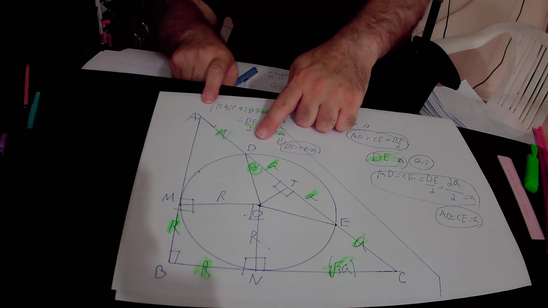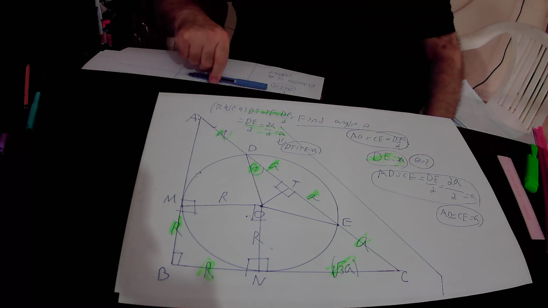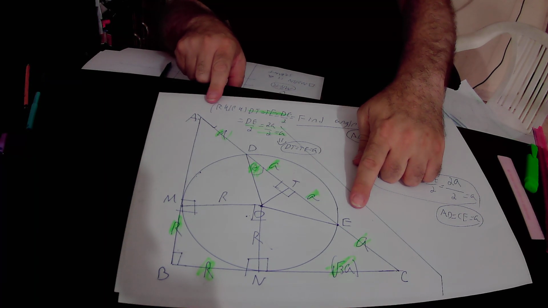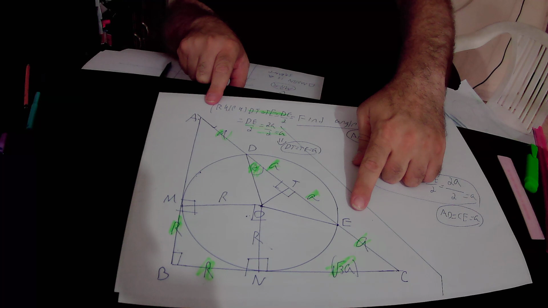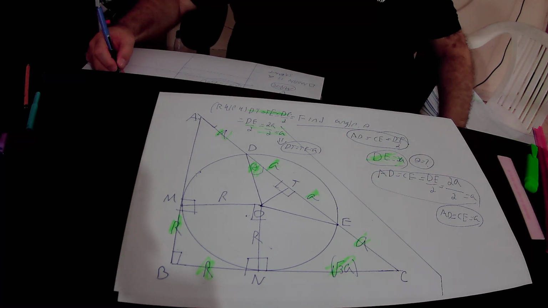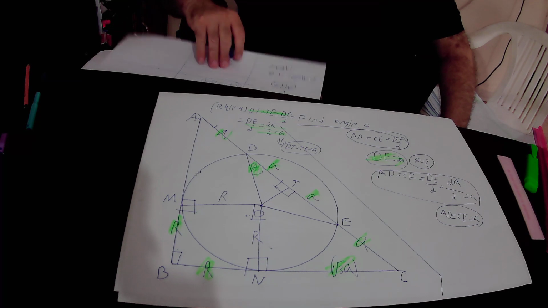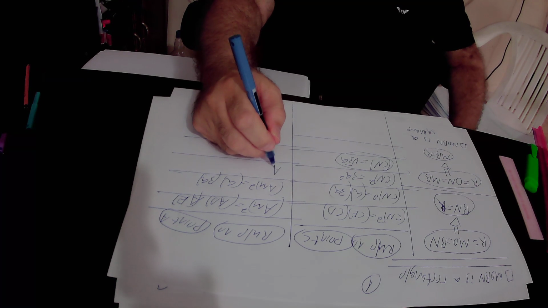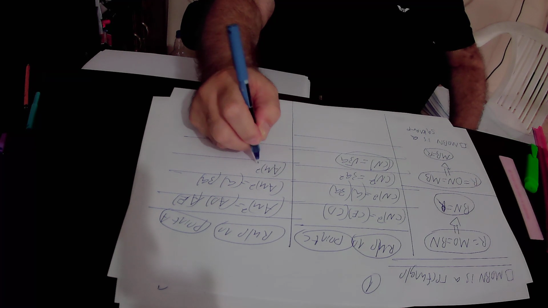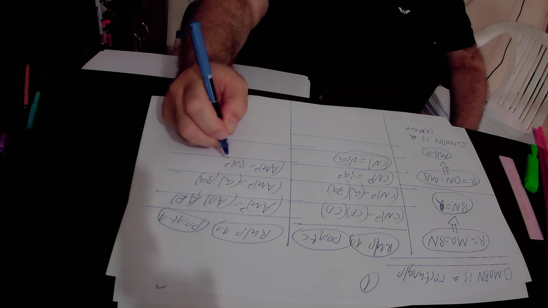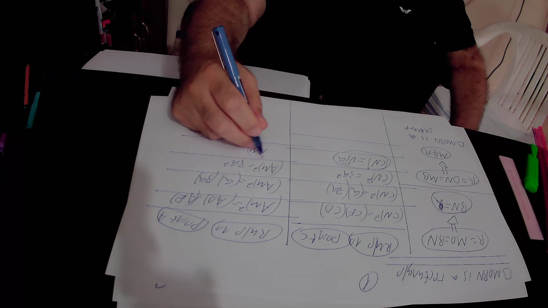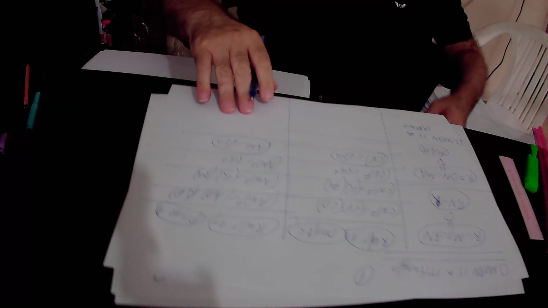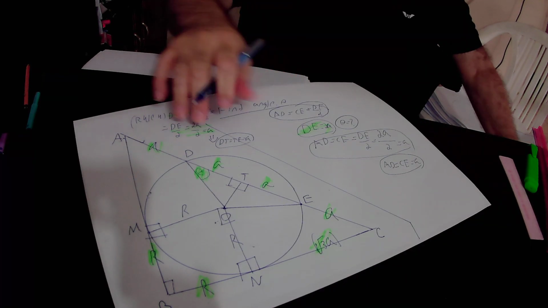AD equals A, so substitute AD by A, times AE. What is the value of AE? AE equals A plus A plus A, that is 3A. So I substitute AE by 3A. In conclusion, according to rule number 10, AM square equals A times 3A, that is to say, AM square equals 3A square. We take the square root of this equation and we get that AM equals the square root of 3 times A.